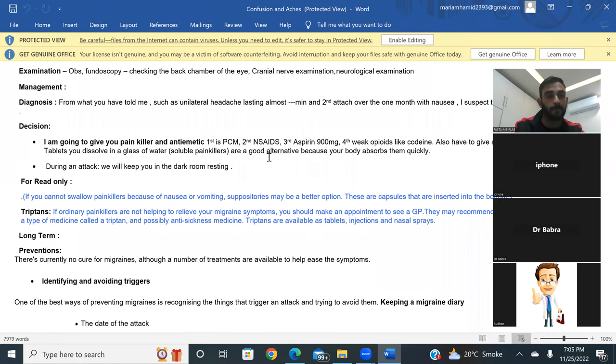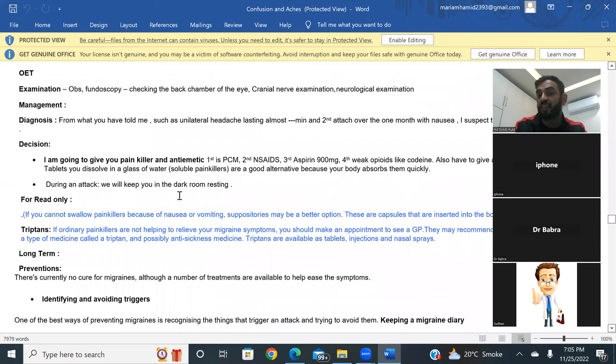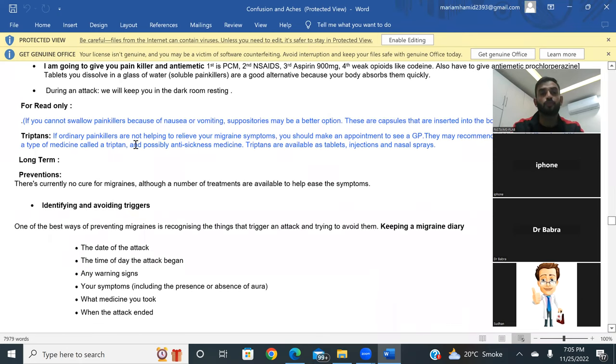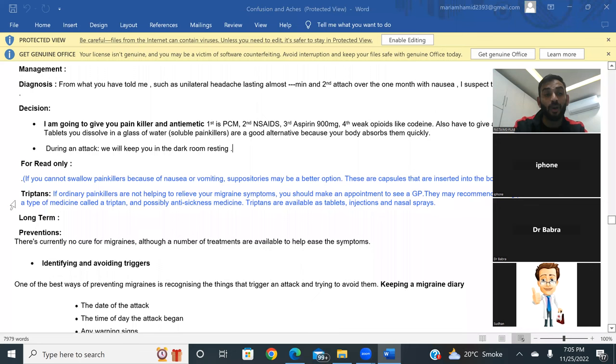But it is the second line therapy. During the attack, we will keep you in the resting room. Because why? Because in the dark resting room most of the people get symptom relief. Okay, so this is what you have done by yourself. What next?